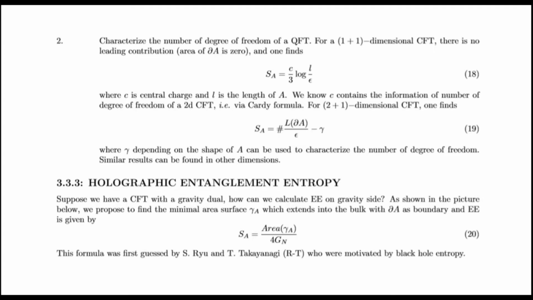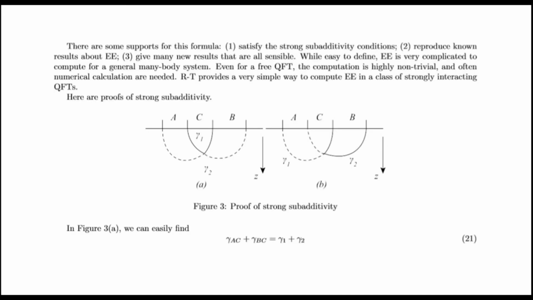As shown in the picture below, we propose to find the minimal area surface gamma which extends into the bulk with the same boundary as A, and entanglement entropy is given by this. This formula was first guessed by Ryu and Takayanagi, who were motivated by black hole entropy. Minimal area. There is some support for this formula. One, it satisfies the strong subadditivity conditions. Two, it reproduces known results about entanglement entropy. Three, it gives many new results that are sensible.